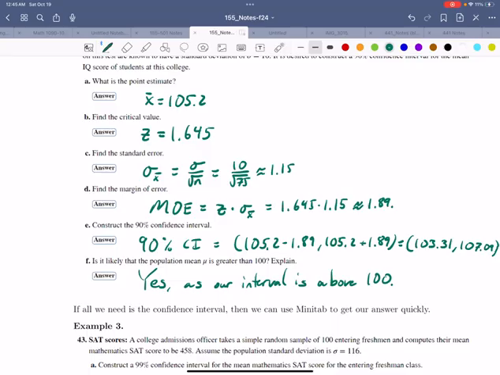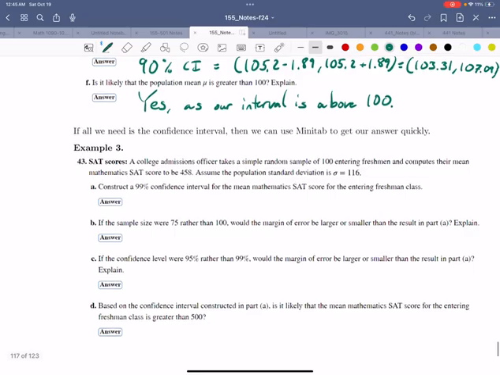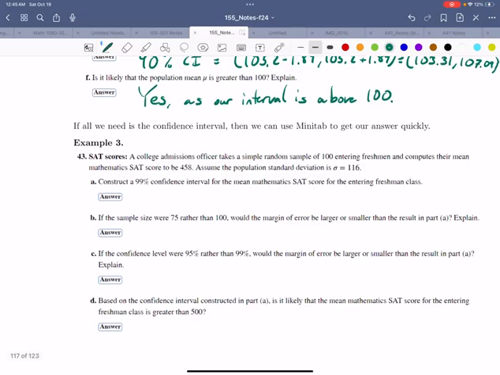Okay. Now, if all we need is the confidence interval, then we can use Minitab and just be very quick about this, right? Here, we've got another example, right? Random sample is very important, of course, that our samples are random. 100 freshmen, mean score is 458. Population standard deviation is sigma equals 116. They just say construct a 99% confidence interval.